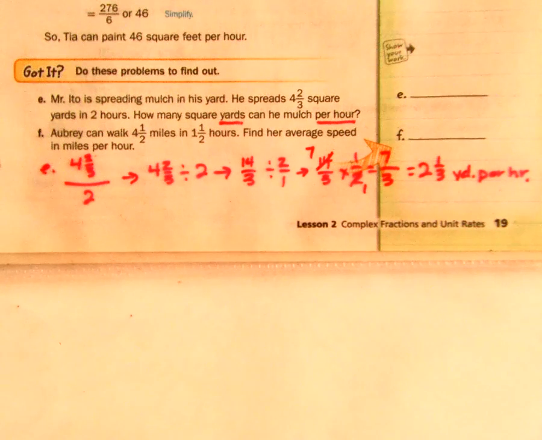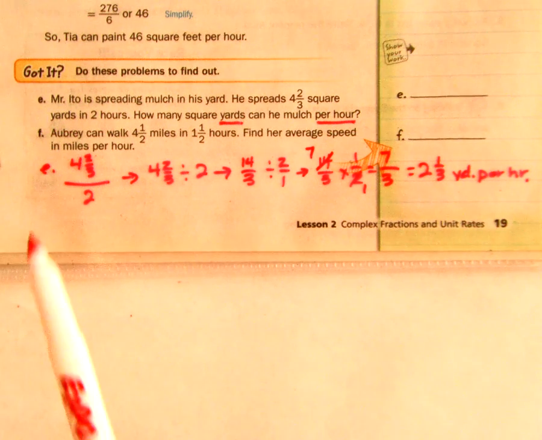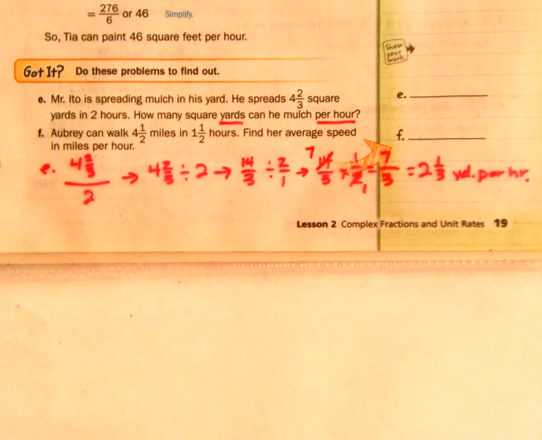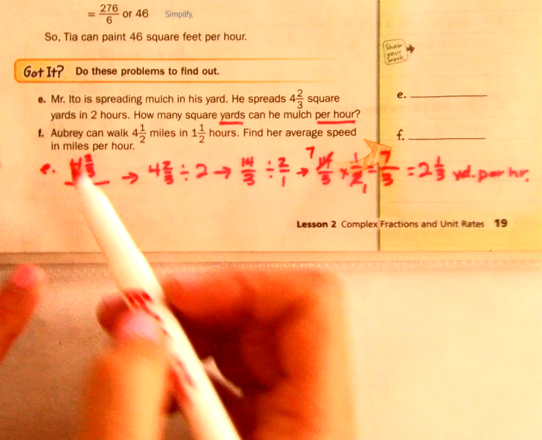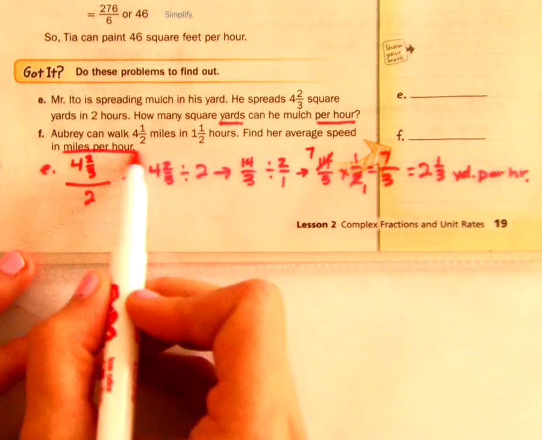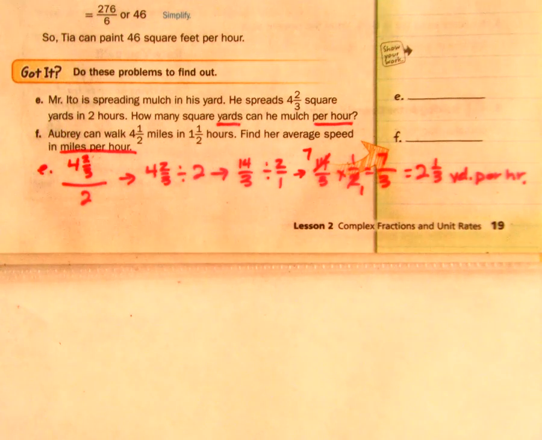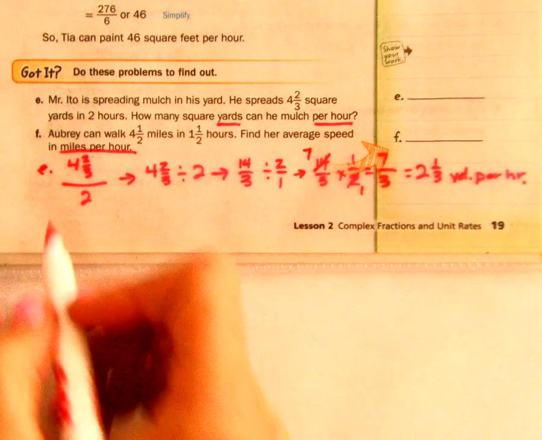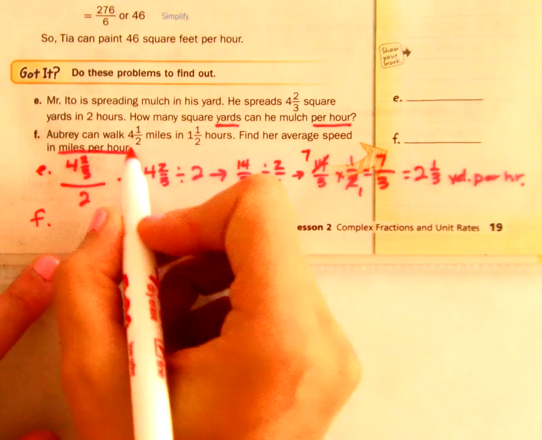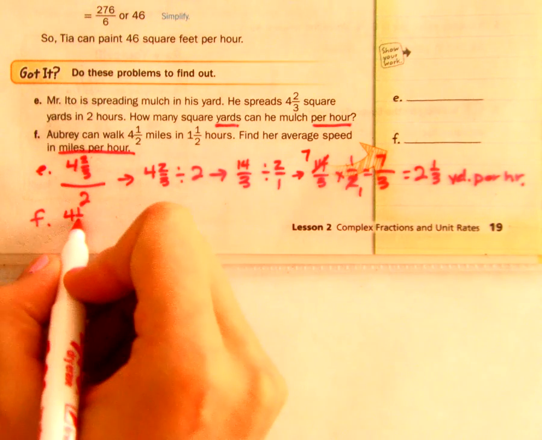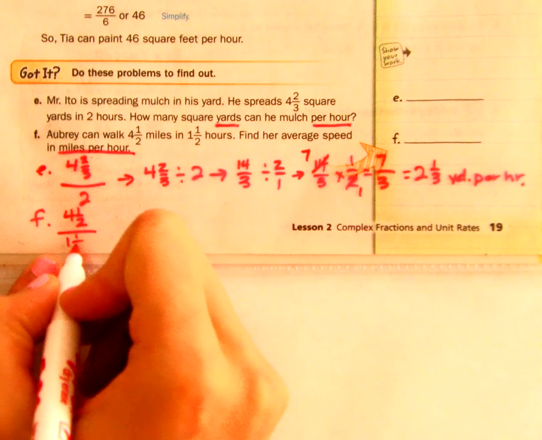Okay, example F. Aubrey can walk 4.5 miles in 1 1/2 hours. Find her average speed in miles per hour. So again, I want miles per hour. I need miles in the numerator, hours in the denominator. So they tell me she can go 4.5 miles in 1.5 hours.